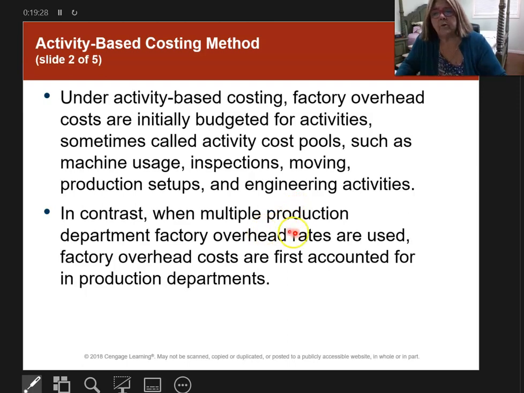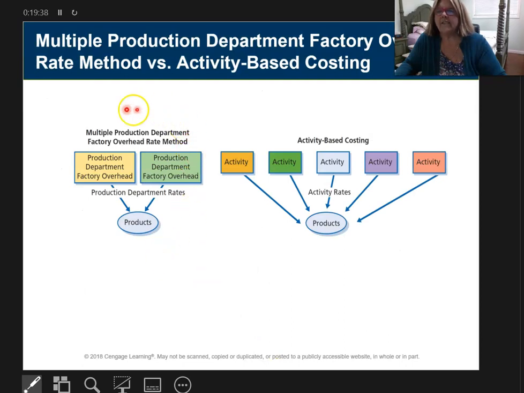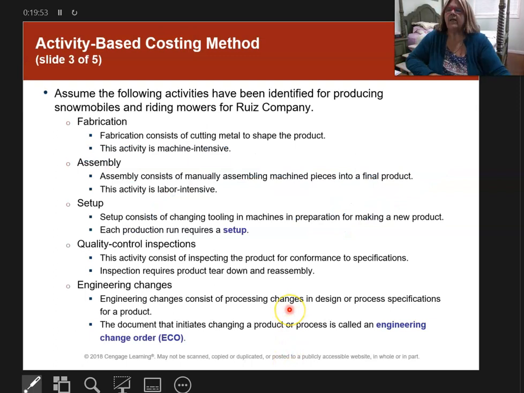But when we did multiple production departments, we usually only had two. Here we're going to have multiple ones, so we're just going to expand on what we've already done. Here was our example of our multiple production. Here's our activity-based costing. Each one of these will be a single activity, and each item will take X amount of things to produce it. So here are my activities.